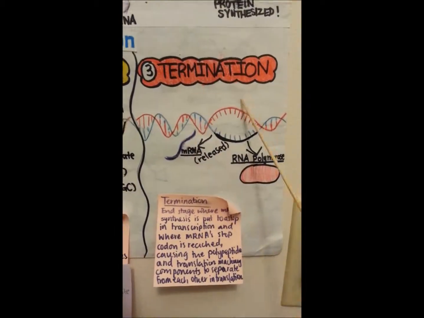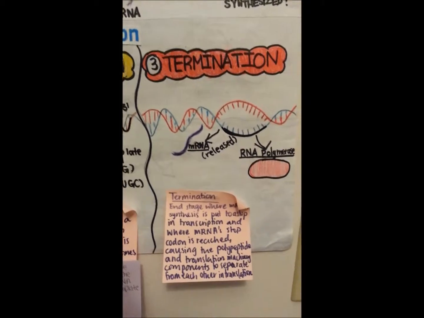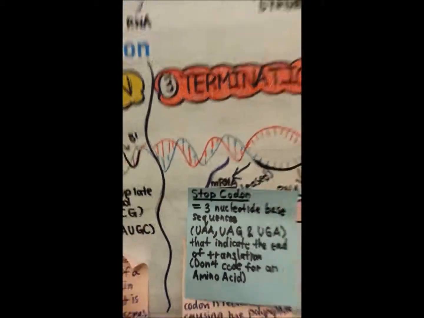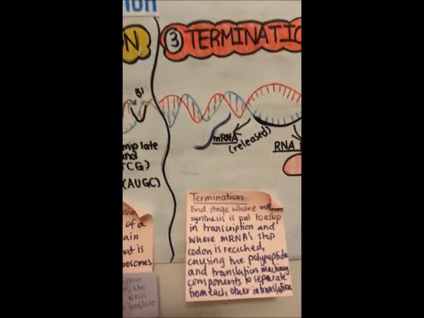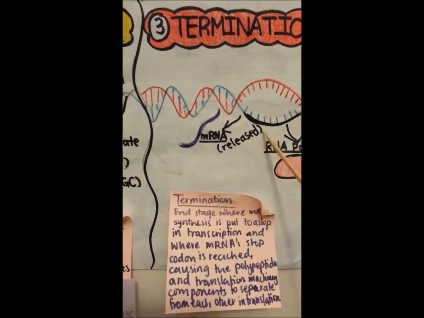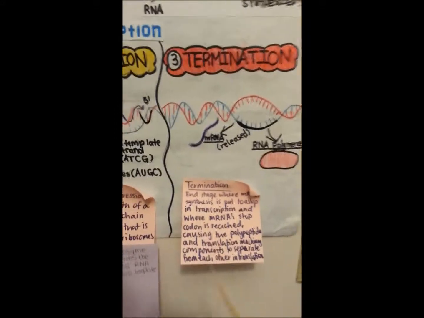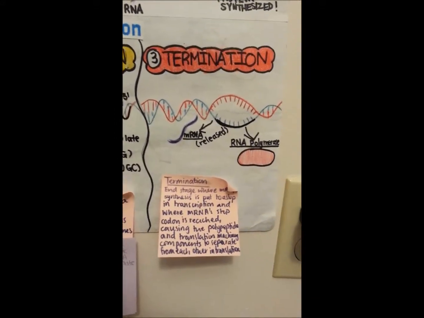In termination, the RNA polymerase reaches a termination sequence, a stop codon on the DNA strand, UAA, UAG, or UGA, then detaches from the DNA strand, ending transcription. A new mRNA strand is released, and DNA reforms into its double helix.